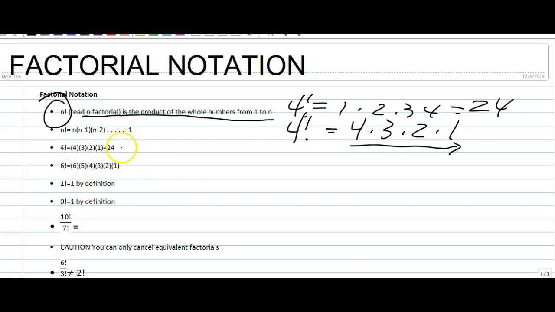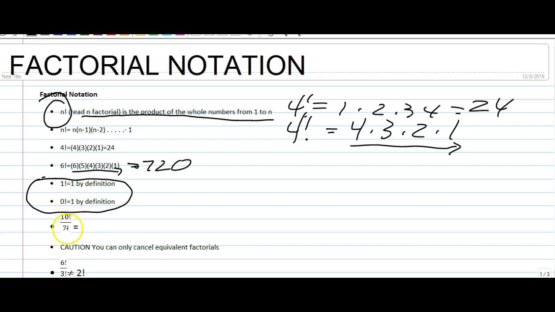So likewise, 6 factorial would be equal to the product of the whole numbers from 1 to 6, but I generally write it in the reverse order. 6 times 5 times 4 times 3 times 2 times 1. 6 times 5 is 30. 30 times 4 is 120. 120 times 3 is 360. 360 times 2 is 720. And of course, 1 times anything is anything. So that's 720. And we have 2 special definitions that relate to factorials. 1 factorial is equal to 1 by definition, and 0 factorial is equal to 1 as well.